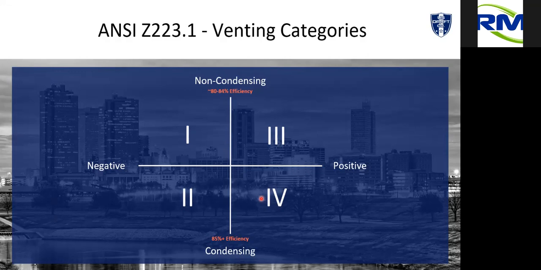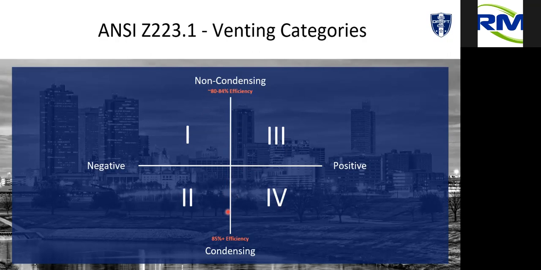So if your boiler is listed for 85 or below, you're most likely going to be able to get away with categories 1 and 3. If it's 85 or above, you're going to be in that positive or in the condensing mode for the stack. So again, it really depends on the appliance and the application that it's put in.